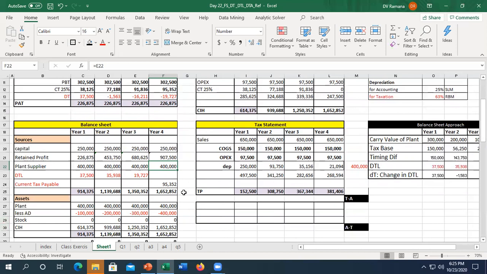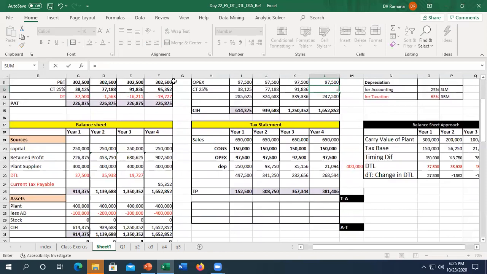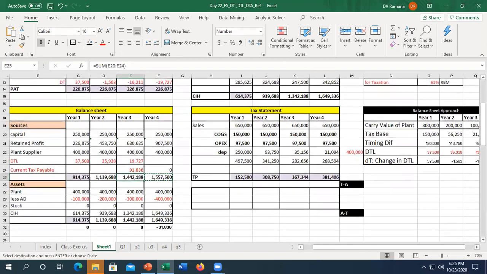Suppose instead of the fourth year, suppose I say that it has not been paid in the third year. So you see, DTL is 0 in the fourth year. And if I don't pay in the third year, in that case, the current tax liability will be 91,000 minus 0. So there will be a current tax liability in the books of the company, and it will be shown as a current liability.